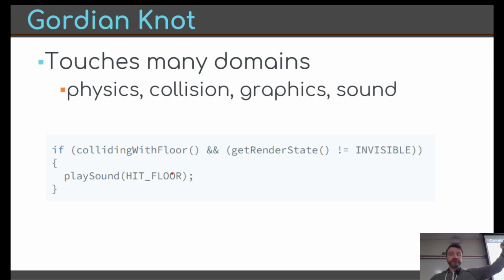Colliding with floors. Getting the render state, so the graphics engine, physics engine, graphics engine. And it also touches the sound engine, right? Play sound, hit floor. Right? We're touching in this one line of code like 3 major gameplay systems.